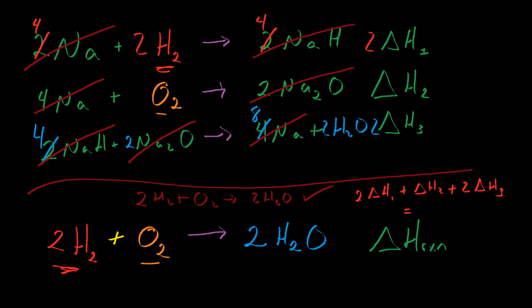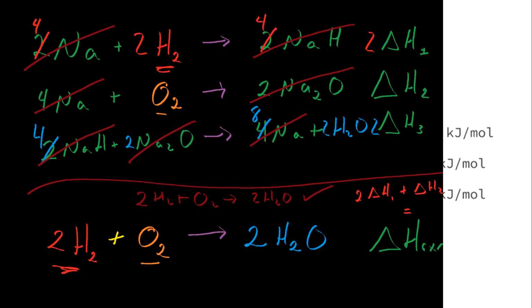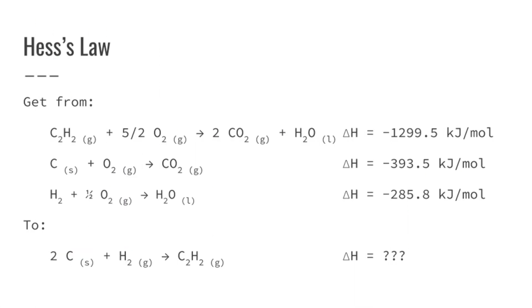And that is how you can use Hess's law. You could take 3 somewhat random reactions, multiply them, divide them, add and subtract, so long as you can get from point A to point B. That will give you the enthalpy change for the final reaction. Now, let's go ahead and do a slightly more realistic example by playing around with acetylene.